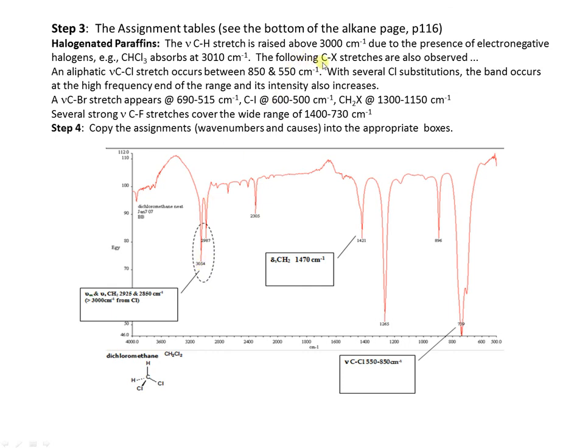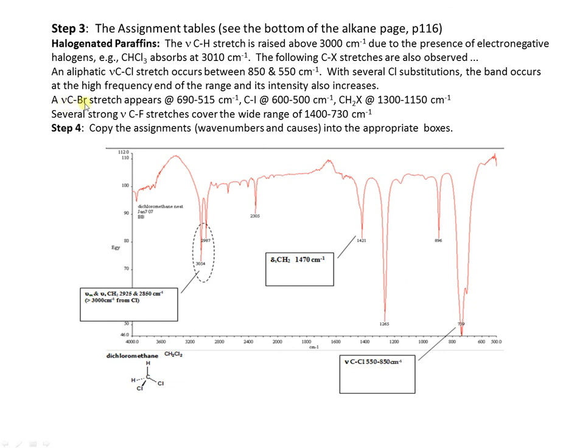The following carbon to halogen stretches are also observed. There's an aliphatic carbon to chlorine stretch that occurs somewhere in the range of 850 to 550. So that's a pretty broad range. Here's 850 to 550. Not very helpful to us. However, it is rather large. With several chlorine substituents, we have 2 in this case, the band occurs at a slightly higher end of this region. Notice it's closer to the 850.